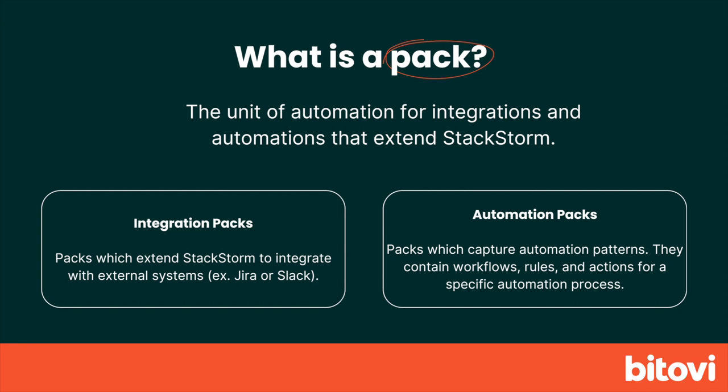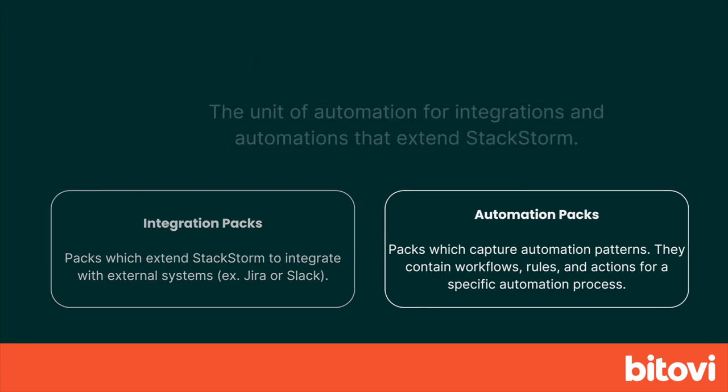It could be a site. It could be pretty much anything that you can think of, as sensors are written by you or by the StackStorm community. If the StackStorm community already has it, you can just leverage theirs. But building a pack is very easy. In fact, we're going to be building a small pack later. And then we have automation packs, which capture automation patterns. They are what basically define what StackStorm will do when a sensor is picked up. So the packs that are sensors are integrations, and then all other packs are automation.